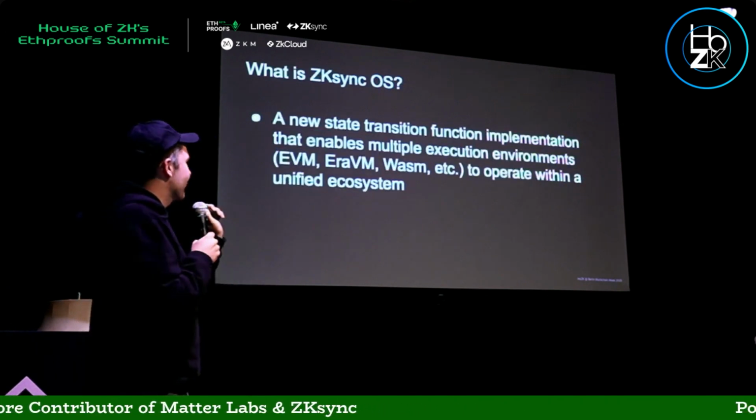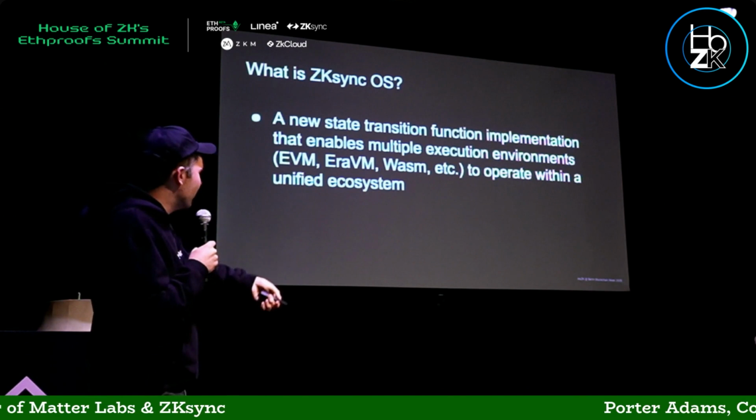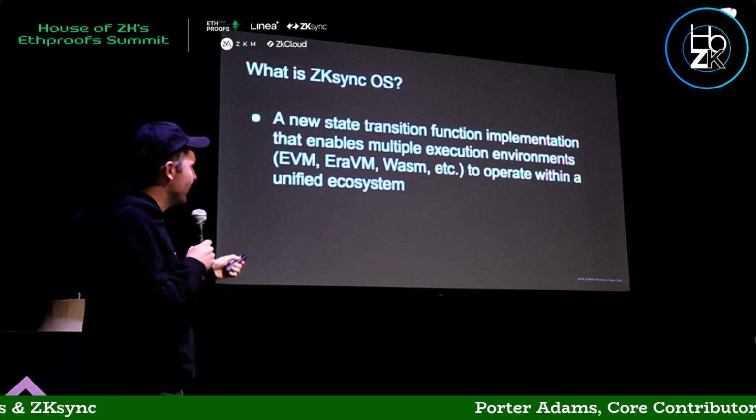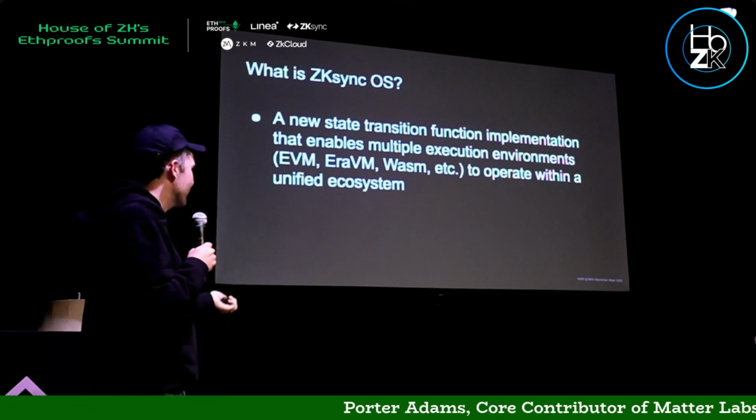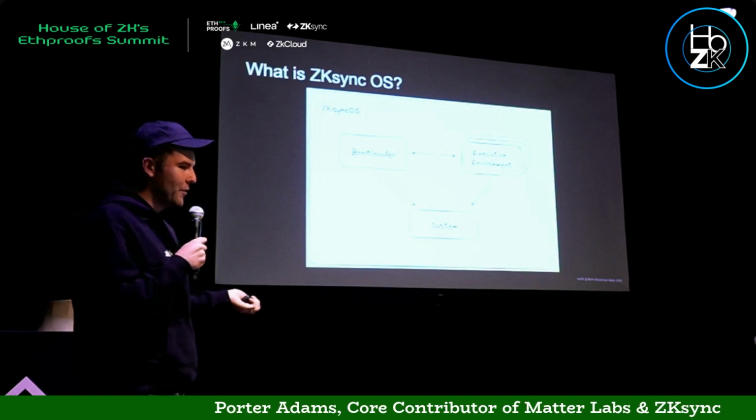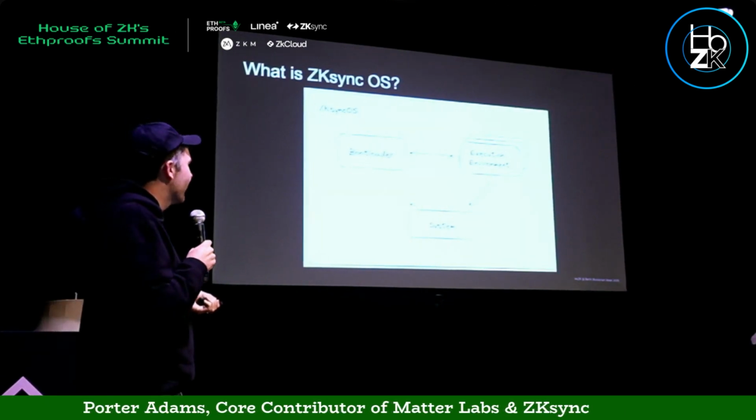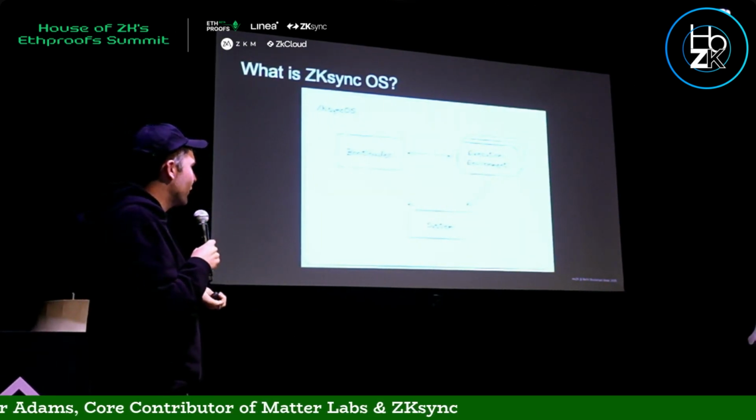Specifically, it's a state transition function implementation that enables multiple execution environments within a unified system. These pictures will make that clearer. It comes in three parts: the bootloader, the execution environment, and the system. Here is a breakdown of processing one L2 transaction, or you could do a series of L2 transactions. The main stuff is happening in the middle. Focus on the bootloader first, where you see the TX processing box.